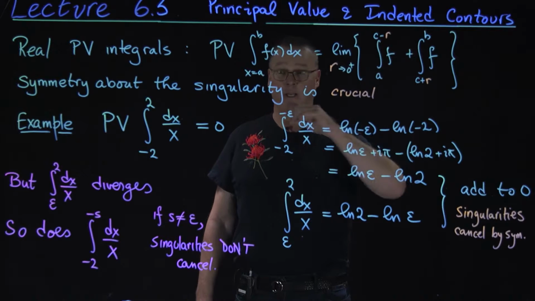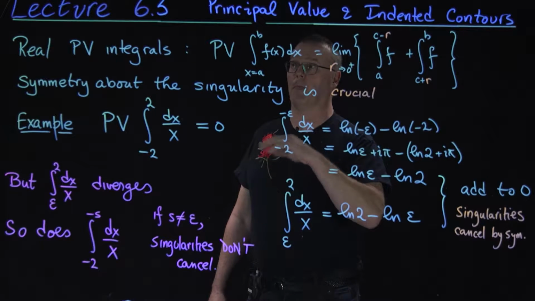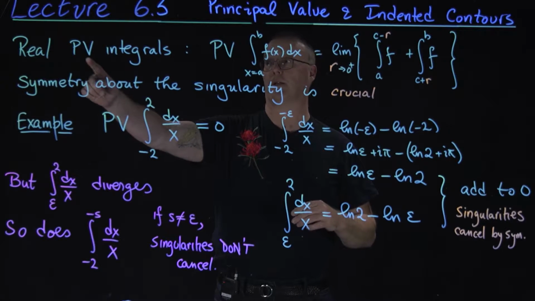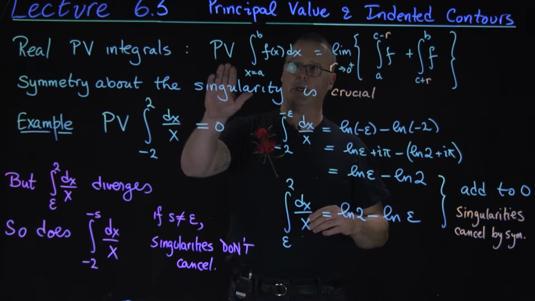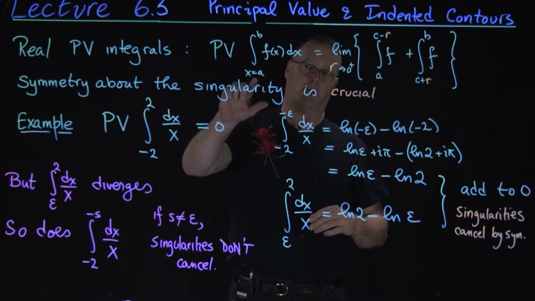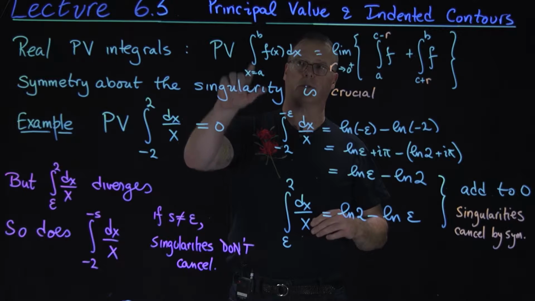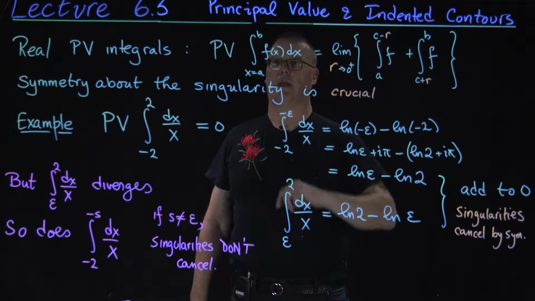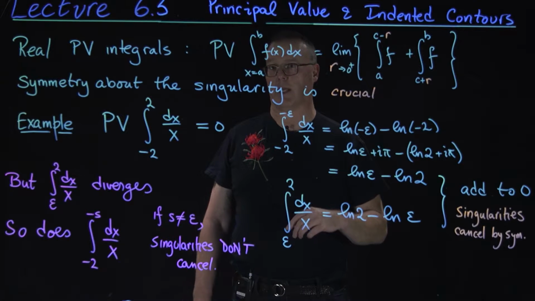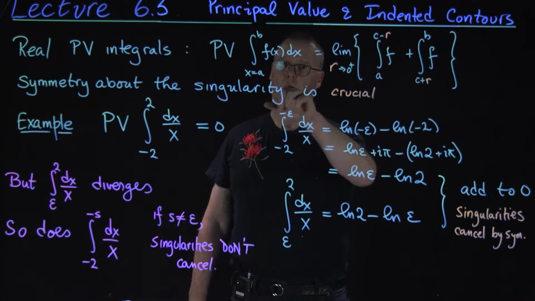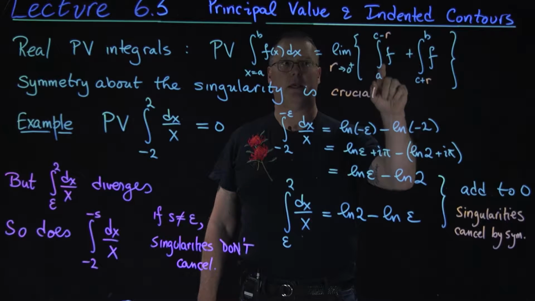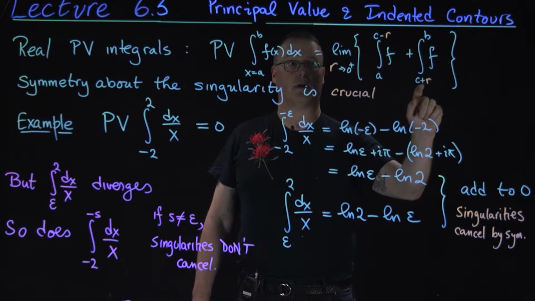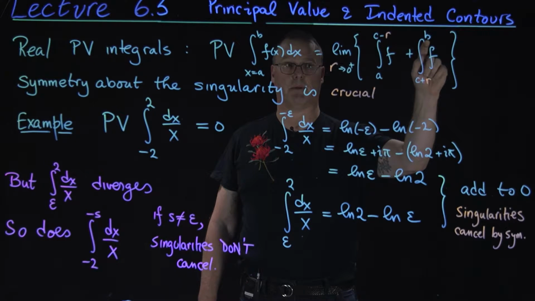But before I talk about indented contours, I'm going to talk about real principal value integrals. So the PV stands for principal value. And the principal value of an integral, a definite integral of a real variable from x equals a to b, where f is singular at some point in between a and b, is singular at the point c. The principal value of this is the integral from a to just short of the singularity, plus the integral from just past the singularity up to b.